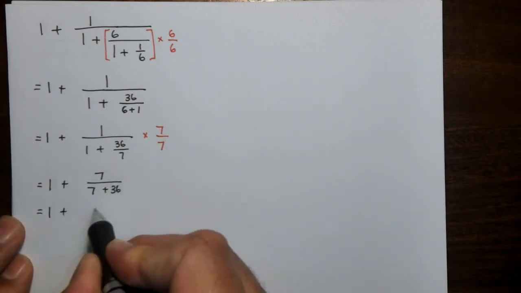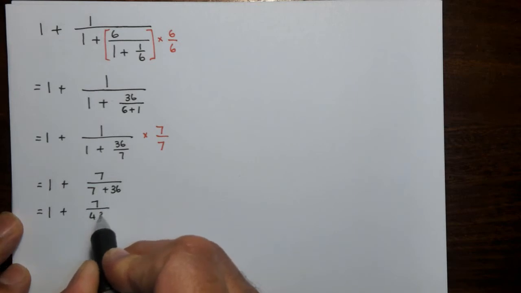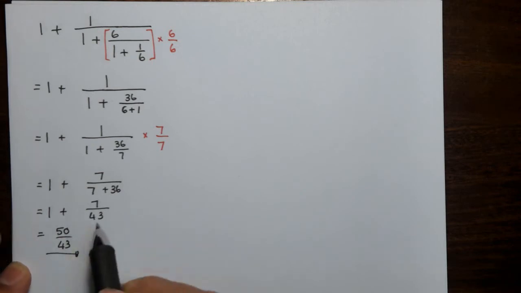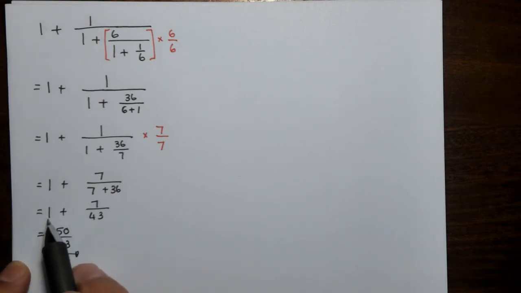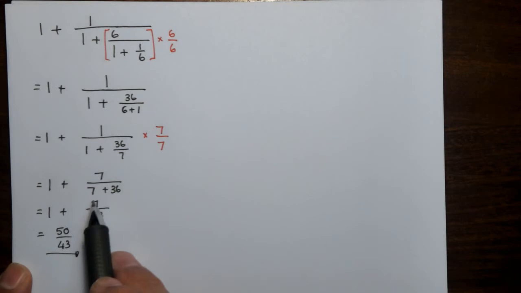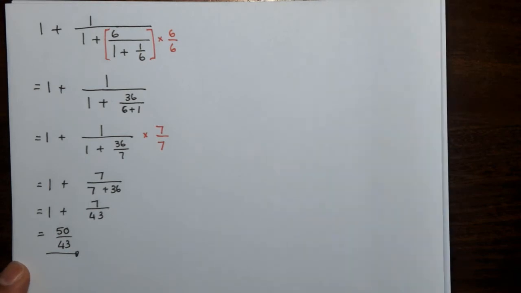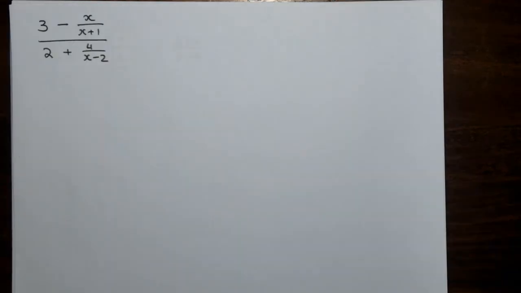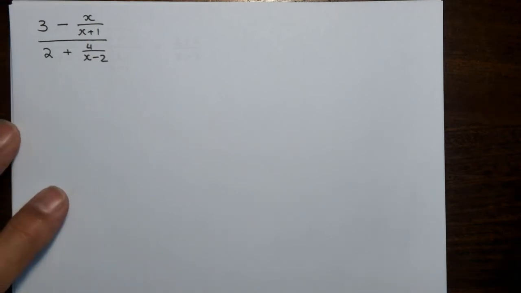So now it's quick. 7 over 43. So I get 43 plus 7, which is 50 over 43. This is 43 over 43 for 1, plus 7 over 43 gives 50 over 43. A nice way to get rid of this ugly fraction. Now let's see how this applies to algebra.